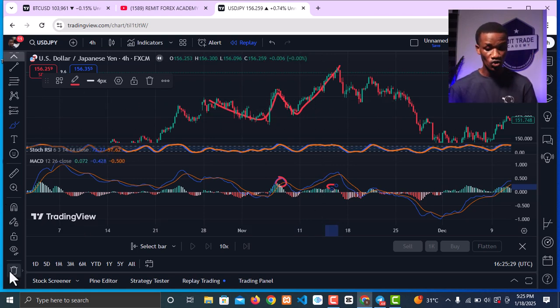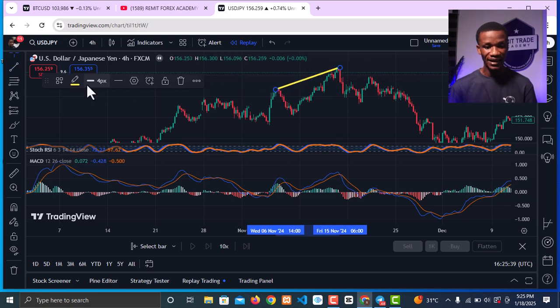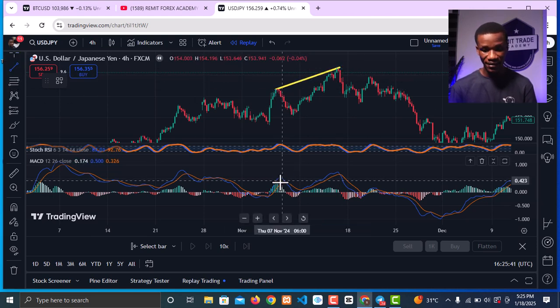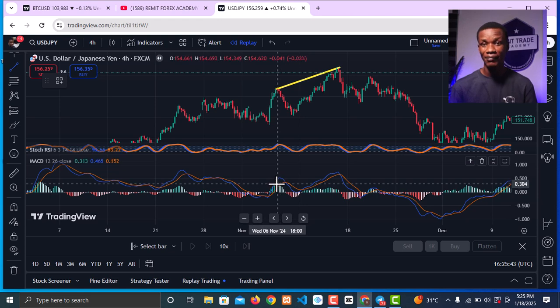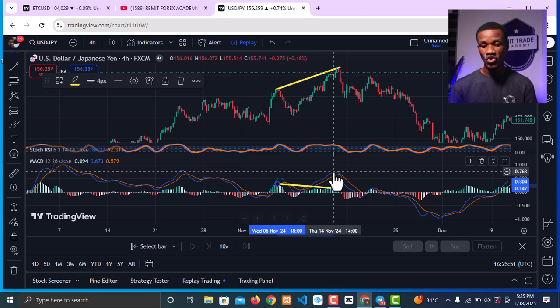So what you need to do is to connect this divergence and wait for confirmation. So from this very point right here on the price action, market moved upward, created a new high, and then from this very point on the MACD indicator, which is the MACD histogram, market is coming back down slowly. Okay, so this is a bearish divergence on the chart. So we need to wait for this bearish divergence to have confirmation.